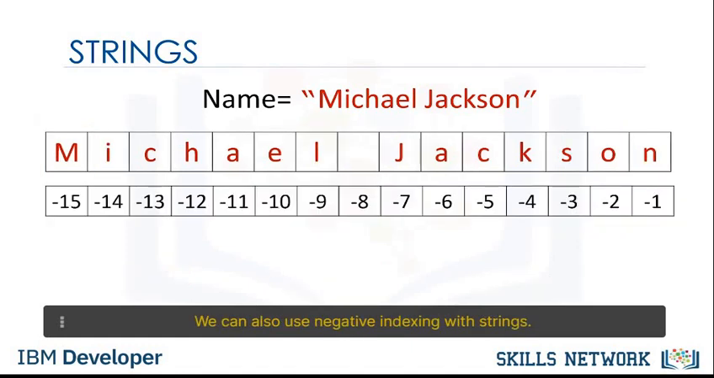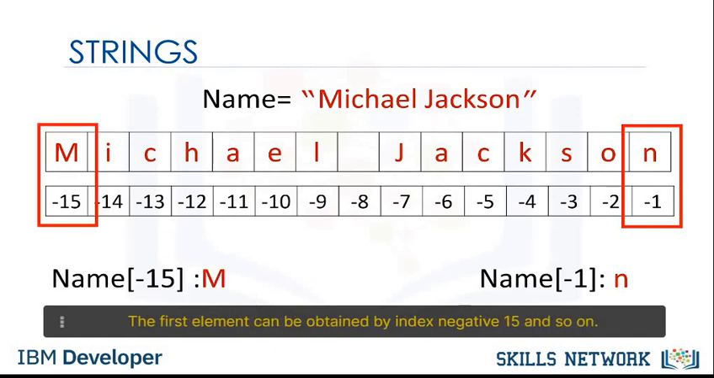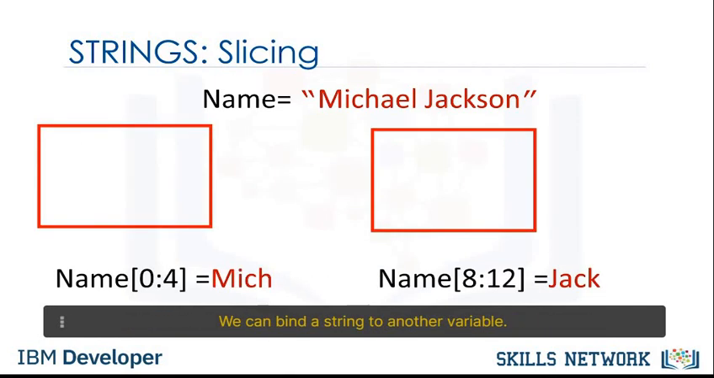We can also use negative indexing with strings. The last element is given by the index -1. The first element can be obtained by index -15, and so on. We can bind a string to another variable.